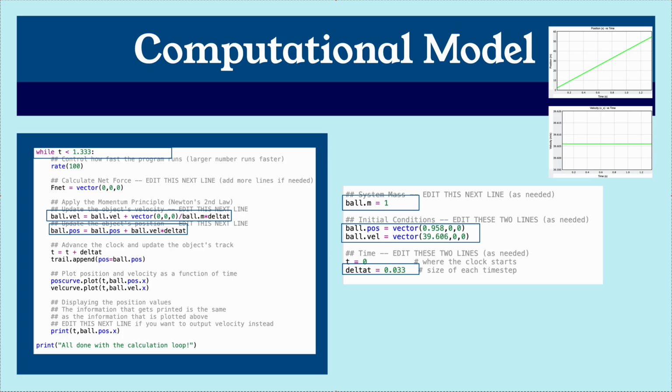Under Newton's second law, also called the momentum principle, I used the velocity update formula, which is initial velocity plus Fnet divided by the marker mass times delta t. Because there is no net force, the Fnet vector would just be 0. The position update formula is initial position plus the average velocity of the marker times delta t.